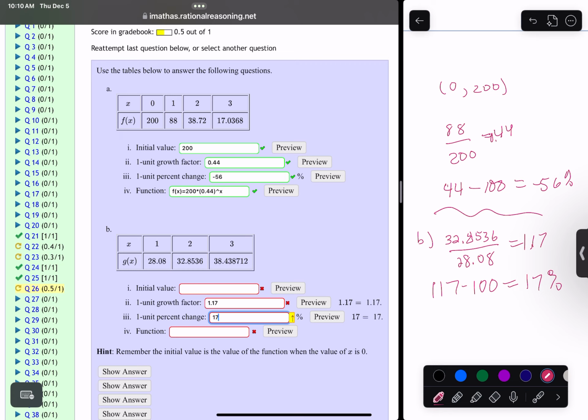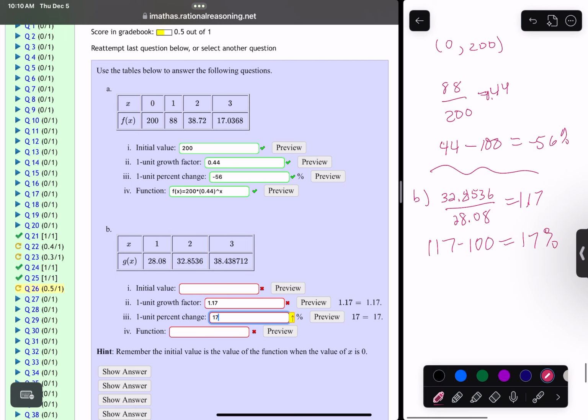So in order to fill in our function, we do need our initial value. So we have to take that 28.08 and go backwards. Instead of multiplying by 1.17, we need to divide by 1.17. And that will give us our, where did you start? So 28.08 divided by 1.17. We should see it go down, and it came out to be a nice perfect number of 24. So that's our initial value.